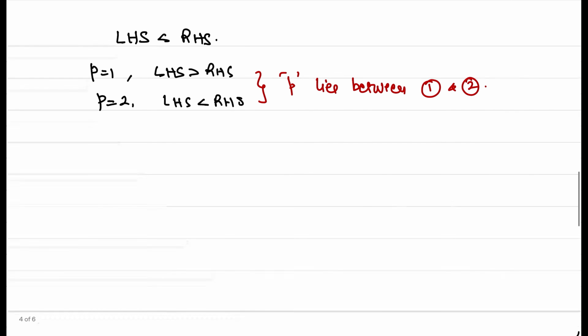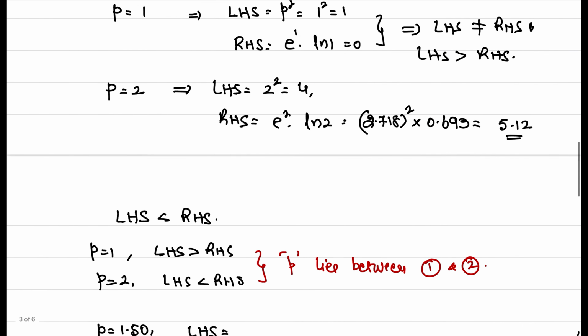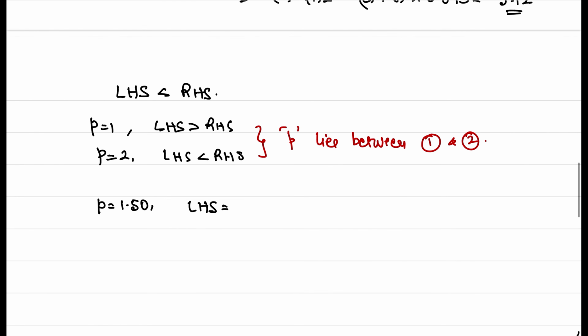Let us take an approximation, because we have to go by trial and error method only. P is equal to 1.5. P cannot be more than 2. P cannot be less than 1. P is between 1 and 2. Then left hand side is equal to P square, that is 1.5 square, that is equal to 2.25.